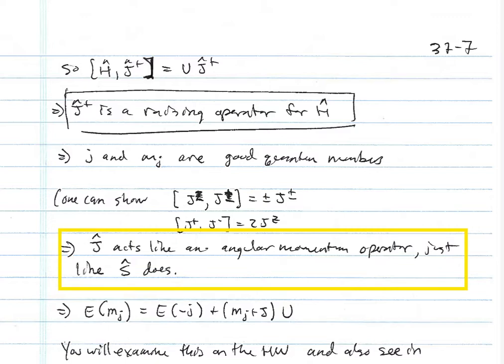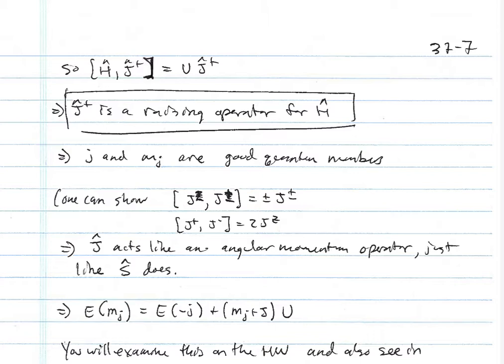And if you remember, we constructed all of the states of our SU(2) algebra, our LM states, solely from these commutation relations. That means I can think of J as an angular momentum operator just like S is an angular momentum operator. So this Hubbard model on a bipartite lattice has two SU(2) symmetries, one which is the conventional spin symmetry and one which is the pseudospin symmetry.